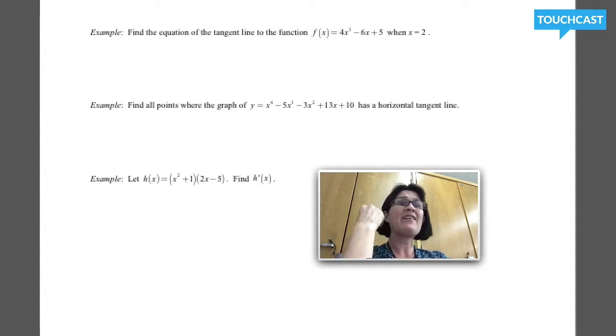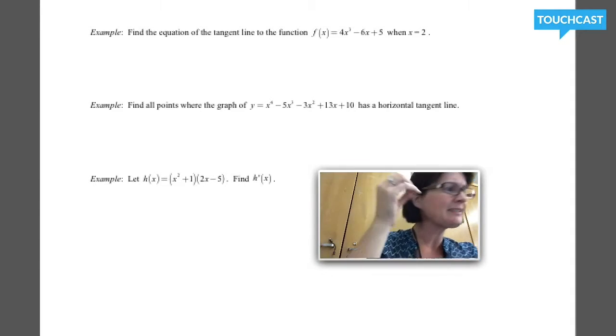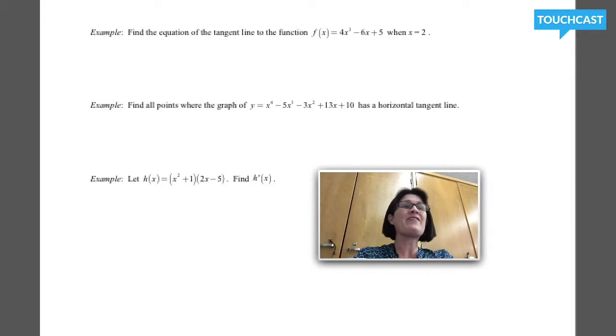All right, this next example, I have an equation. F of x is 4x cubed minus 6x plus 5. I want to find the equation of the tangent line. So what do I need to write the equation of a line? I need an ordered pair. I know my ordered pair is going to be 2 comma.